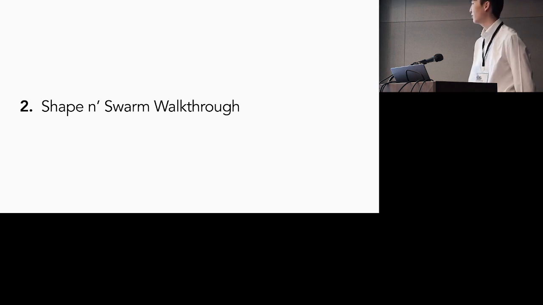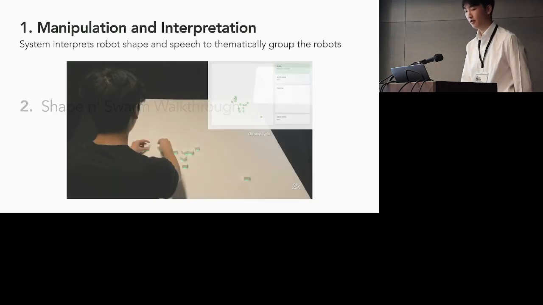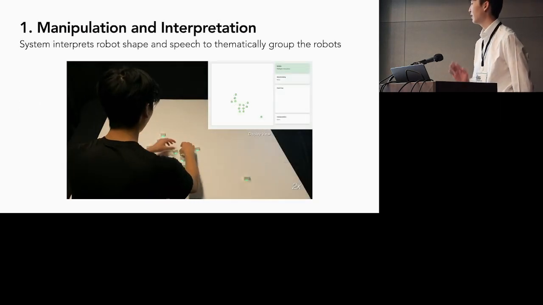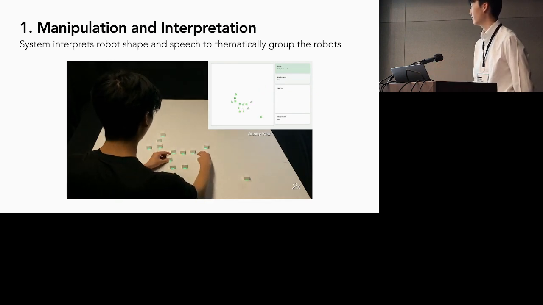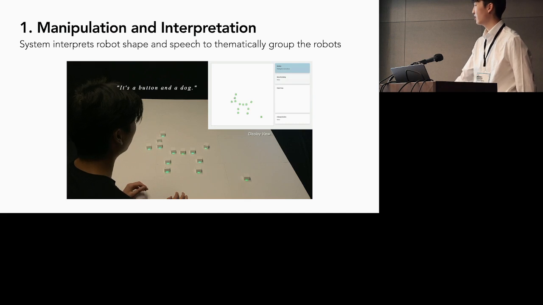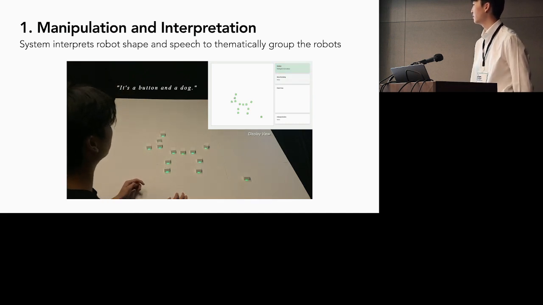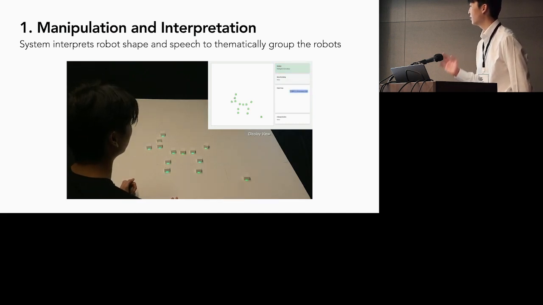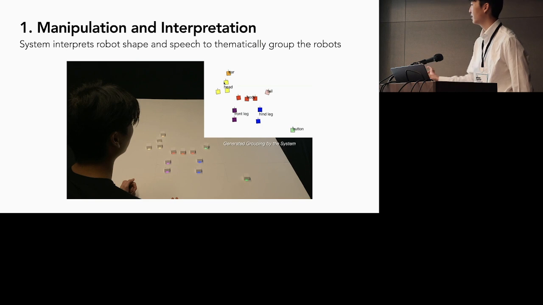Next, I'll walk through the authoring method and the different steps in our process. The first step is always for the user to hand create a shape and define what they've created. In this case, I create a dog. And what you'll see here is that the system is able to figure out which robots correspond to different parts of the animal. You see that they're the legs, and we'll see why this is really important in a moment.